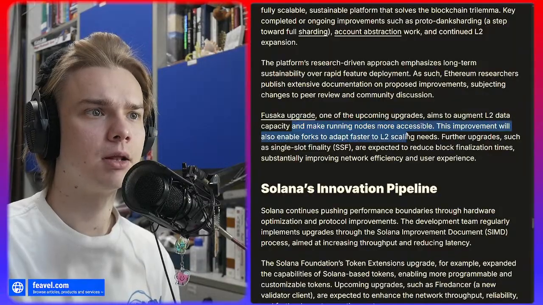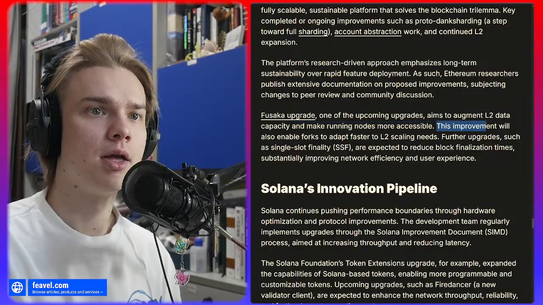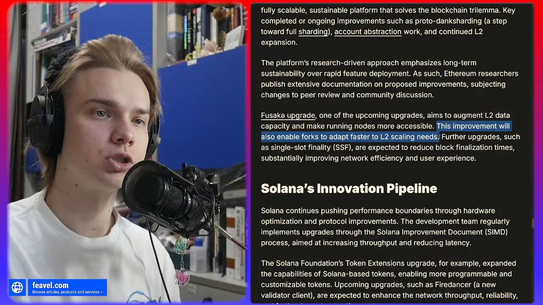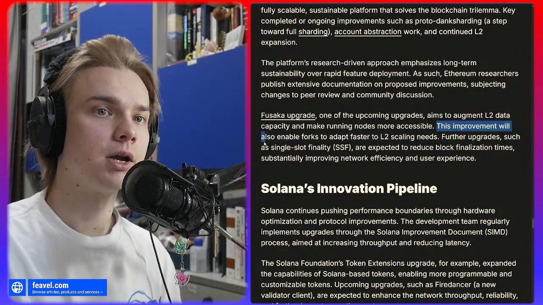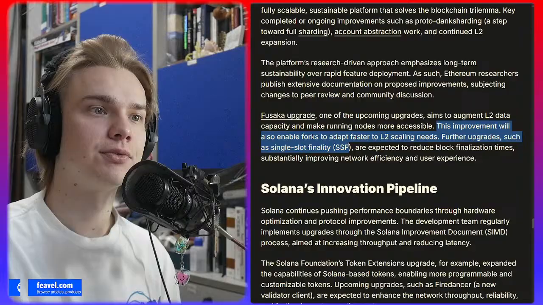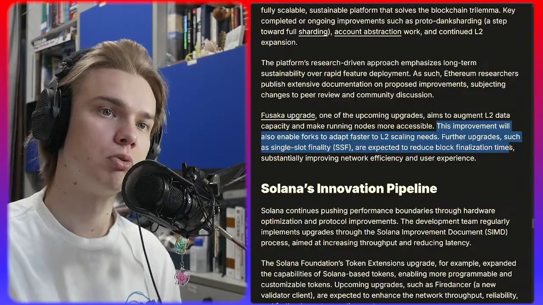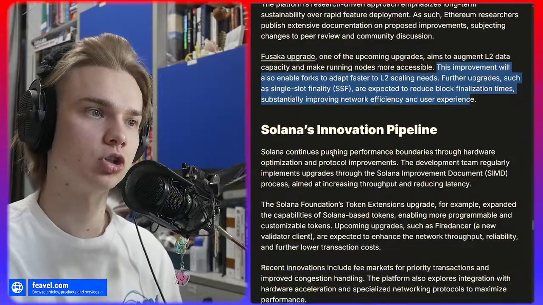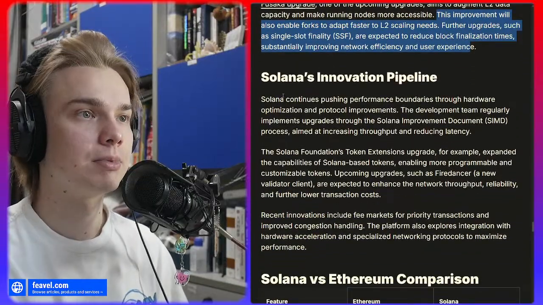L2 data capacity and making running nodes more accessible. This improvement will also enable forks to adapt faster to scaling needs. Further upgrades such as single slot finality are expected to reduce block finalization times, substantially improving network efficiency and user experience. Solana's innovation pipeline.